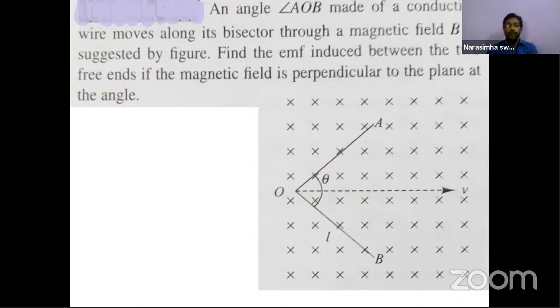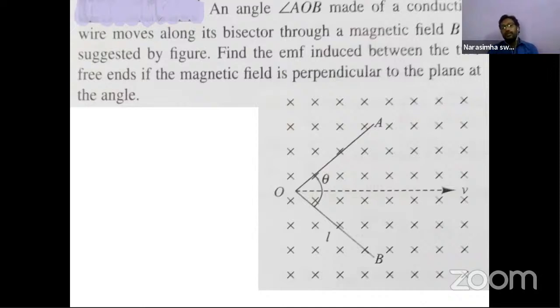AOB is a wire that moves along its bisector. Bisector means along the middle, exactly from the center, through a magnetic field B as suggested by the figure. As shown in the figure, from exactly at the center, it starts moving with the velocity v. Observe the diagram, both arms are there. AO is one arm and OB is the other arm. The angle between them is theta.